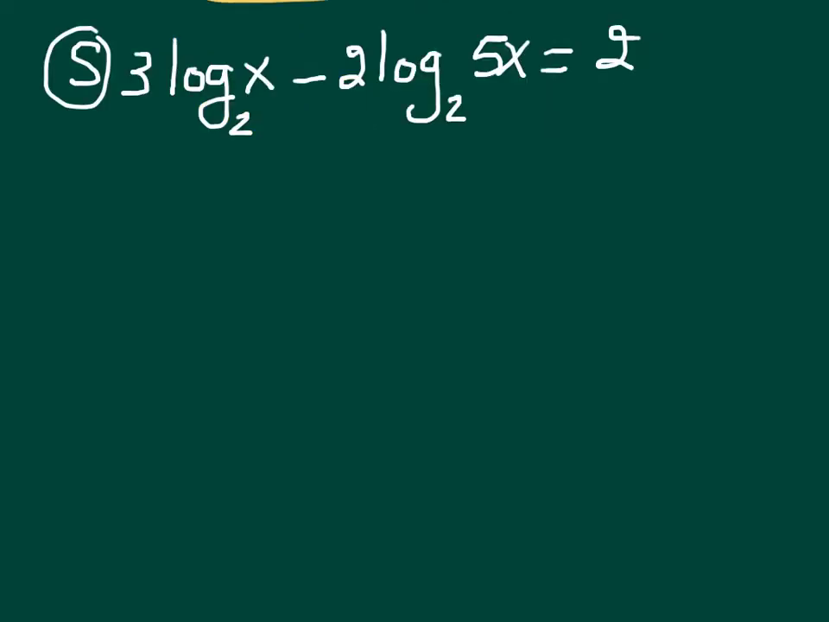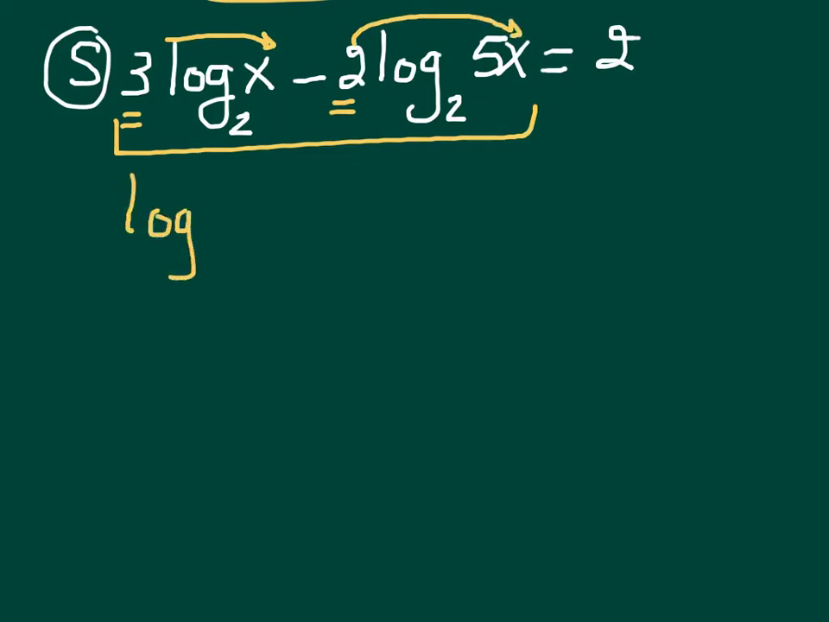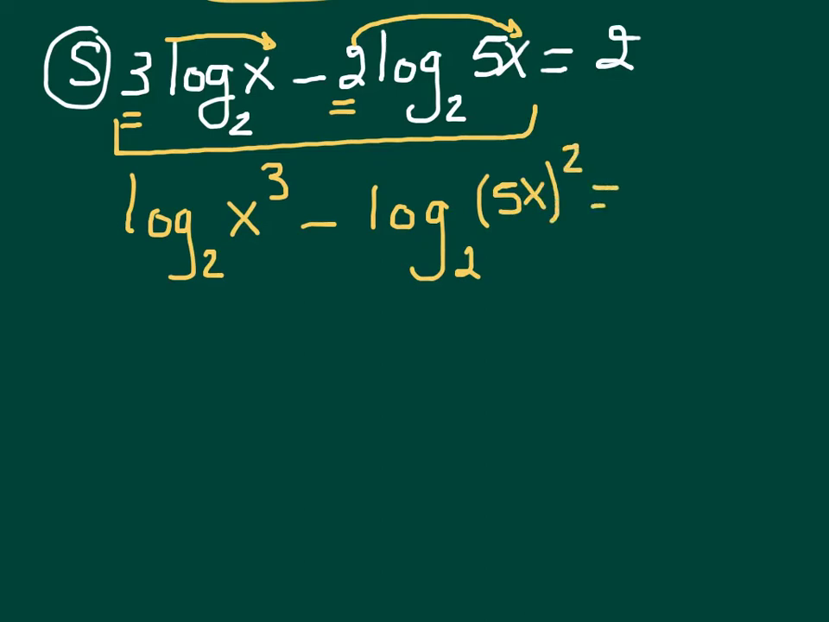Part S. Again, part S, in order to combine those two, we need to take care of the coefficient first. You cannot combine unless you get rid of the coefficient first. Those coefficients have to become exponents. This becomes log base 2 of x to the third. This will become log base 2 of the quantity 5x squared.